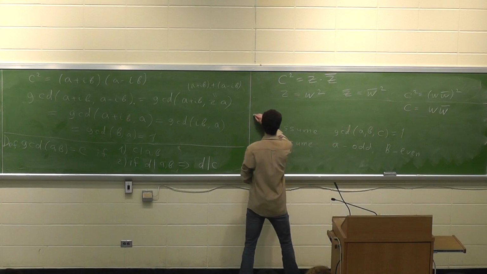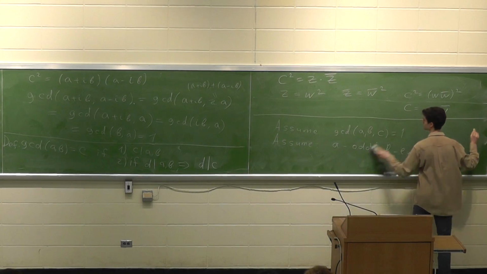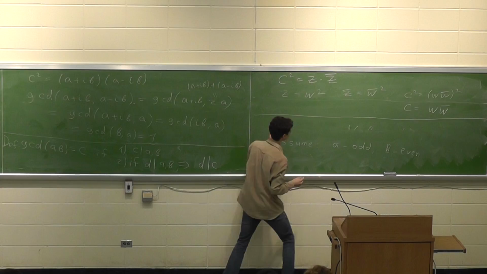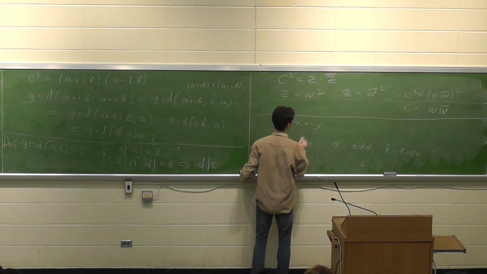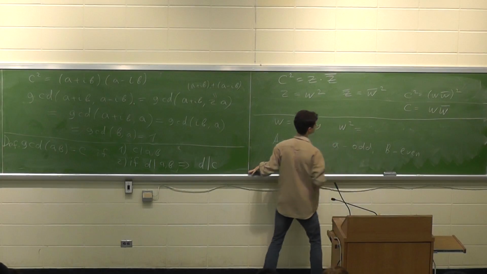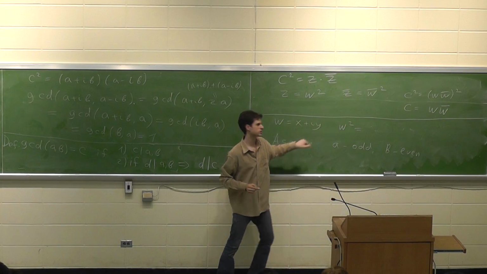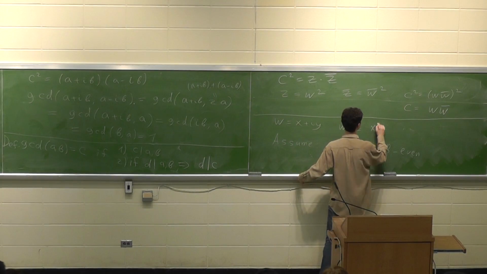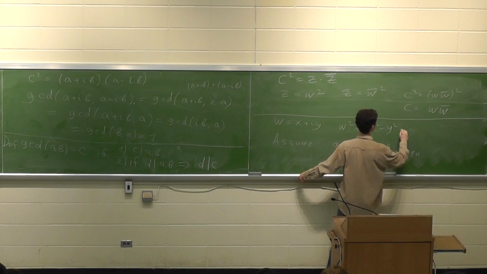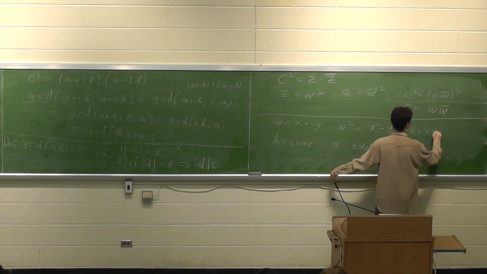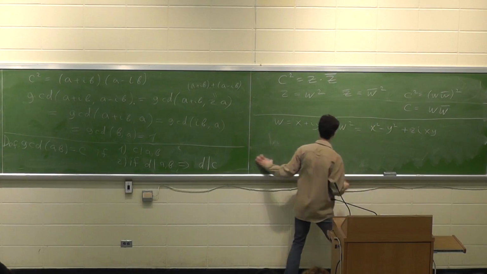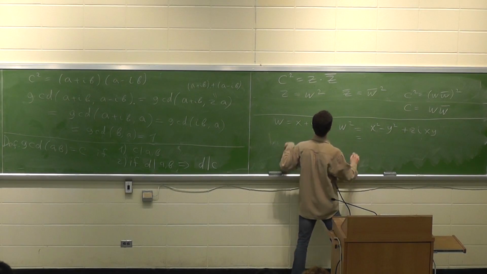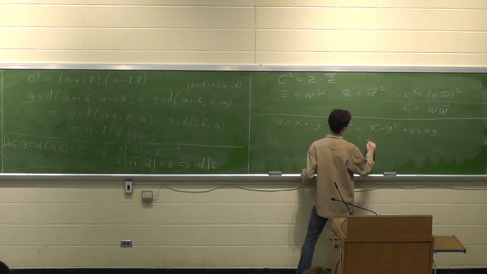What does it mean in usual integers? Well, it means the following. If W is x plus iy, then W squared is what? This times itself. So it's x squared minus y squared plus 2ixy. And this should be equal to a plus ib.